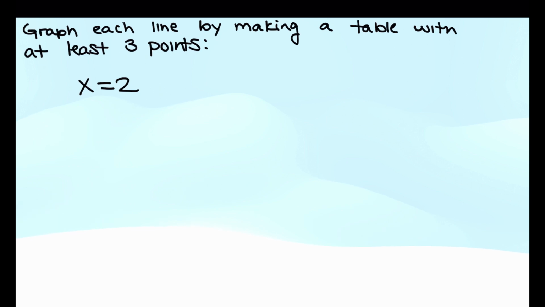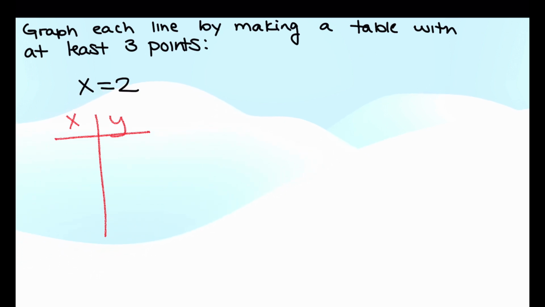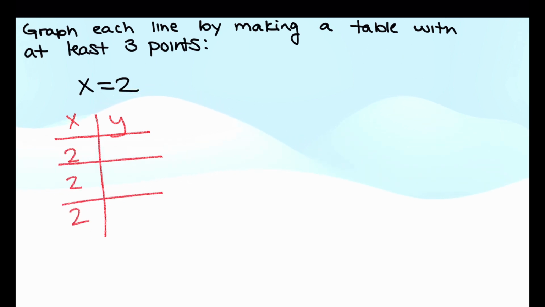All right, here's one more. We've got the equation x equals 2. This is kind of a special case because notice that this equation doesn't have any y's in it. It only has the variable x. And so when you make your table of values, what that means is the x values are always going to be 2. So when you fill out your table, you can just automatically put 2's in for the x's. That's what this equation is telling us.